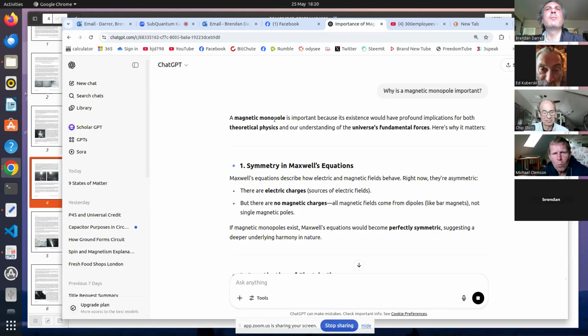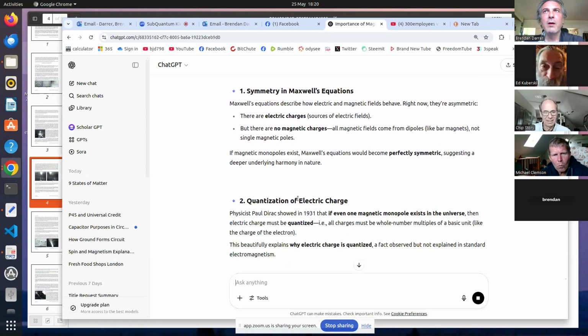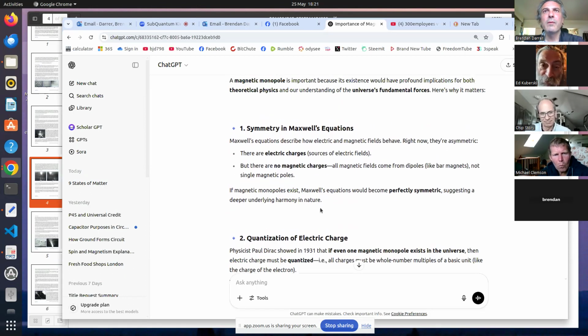A magnetic monopole is important because its existence would have profound implications for both theoretical physics and our understanding of the universe's fundamental forces. Yeah. It should not exist. Yet it does. And yet it does. Yeah.